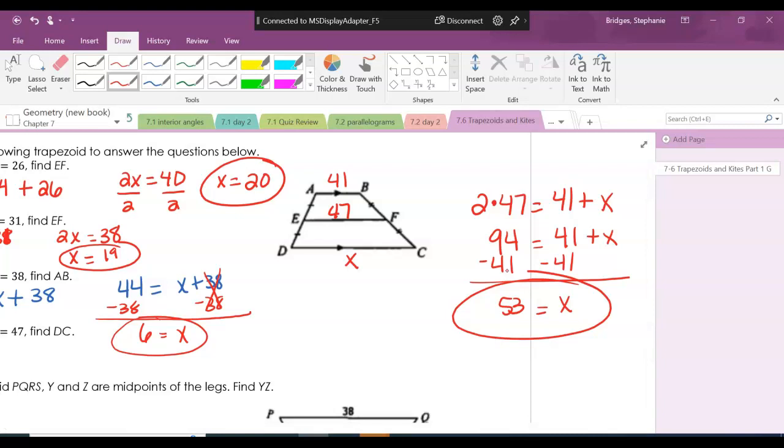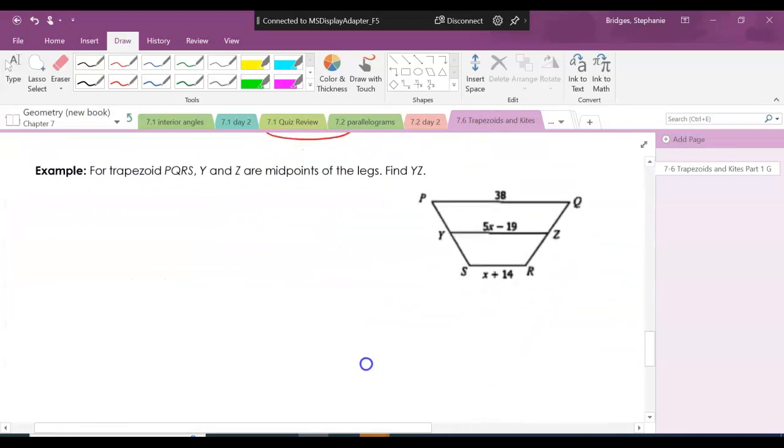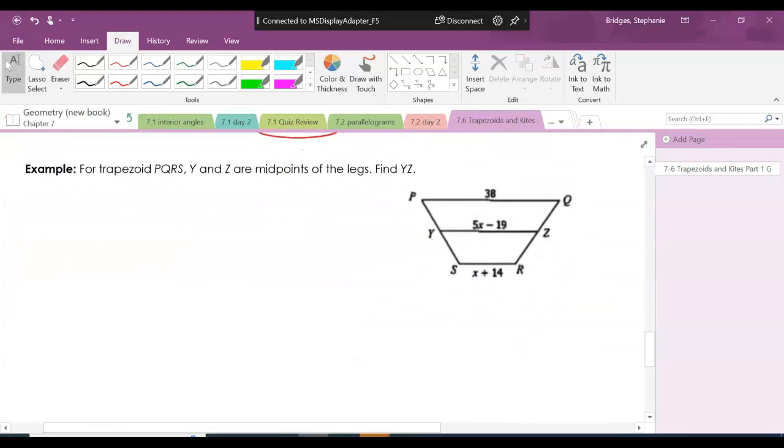Now we're going to do this last one. It is exactly the same thing. It tells me Y and Z are my midpoints, which means that middle segment is my mid segment. This one's just going to be a little bit more complicated to solve because it's got a little bit more going on. Is everybody ready? All right, so we're going to go 2 times, what is my mid segment labeled here? The middle, 5x minus 19.